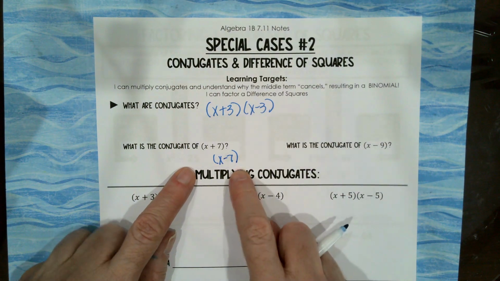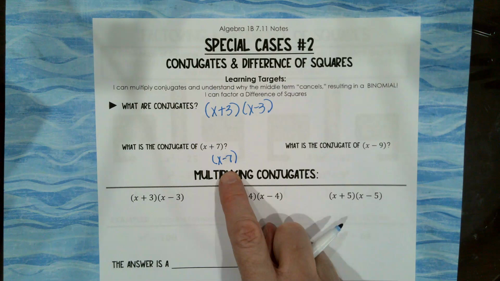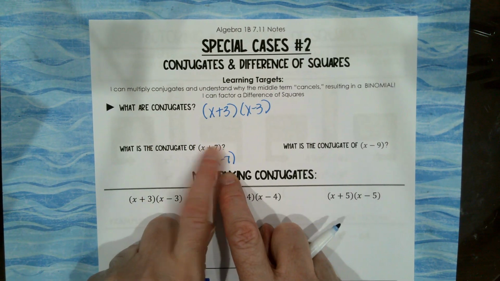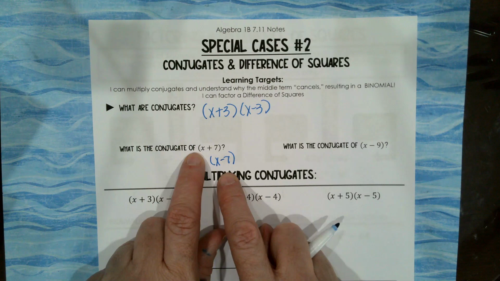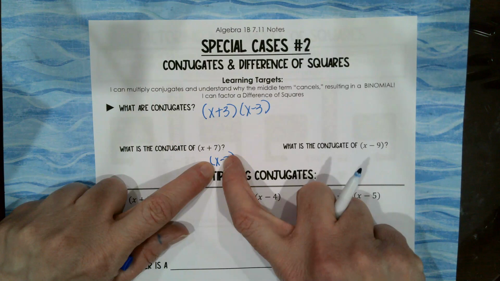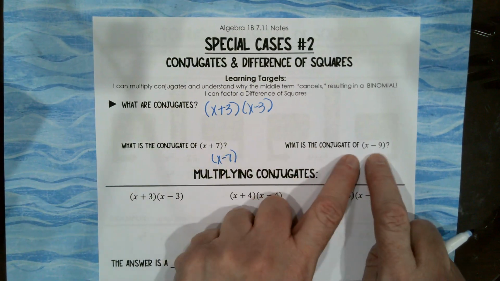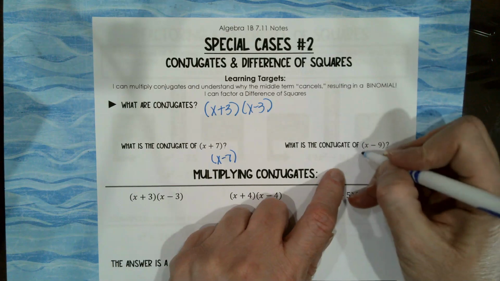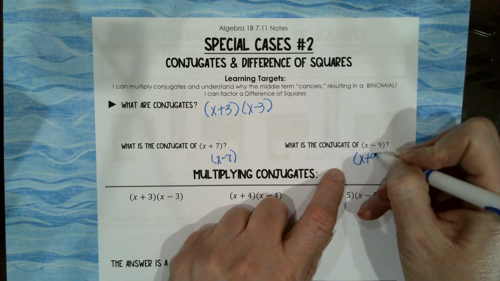And I just want to point out it's not the opposite, because if it were the opposite, we would change all the signs. The opposite of x plus 7 would be negative x minus 7. We didn't change the x, we just changed the sign in the middle. What's the conjugate of x minus 9? Of course, we're going to do the plus version of that, which is x plus 9.